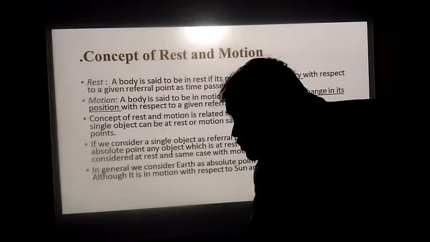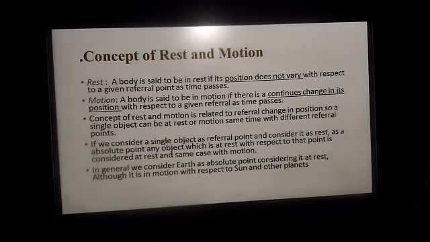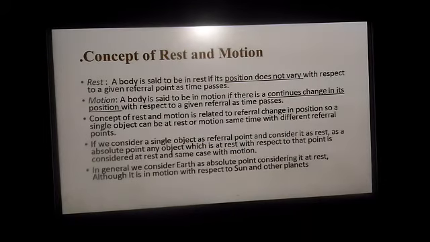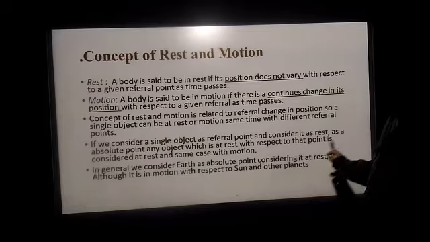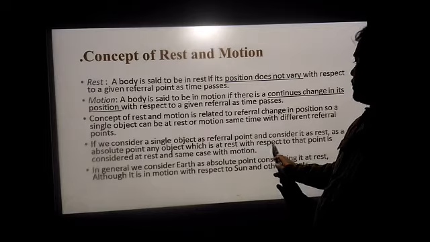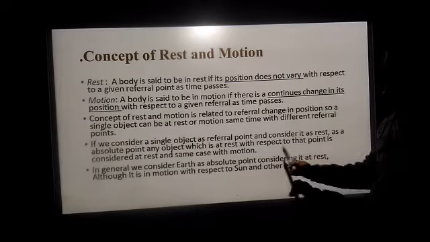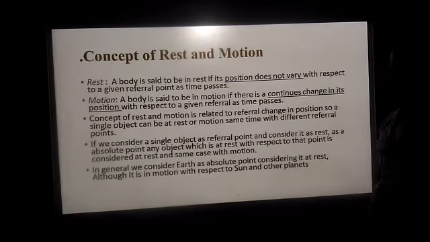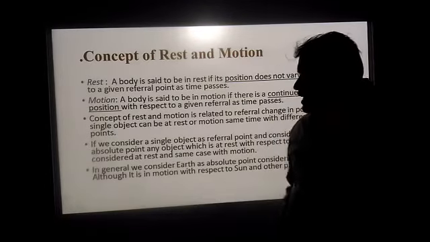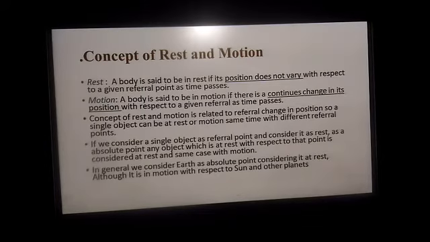Okay, now back to the previous slide. If we consider a single object as a referral point and consider it as rest, as an absolute point, any object which is at rest with respect to that point is considered at rest, and same case with the motion. It can be better understood by the example of Earth. In general we consider Earth as an absolute point.